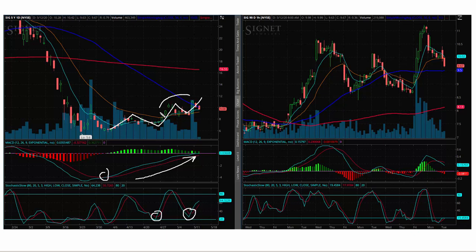Okay, so let's zoom into over here because I'm looking for stock goes up, does a pullback within the uptrend, and then continues up. So I come over here to the hourly chart.